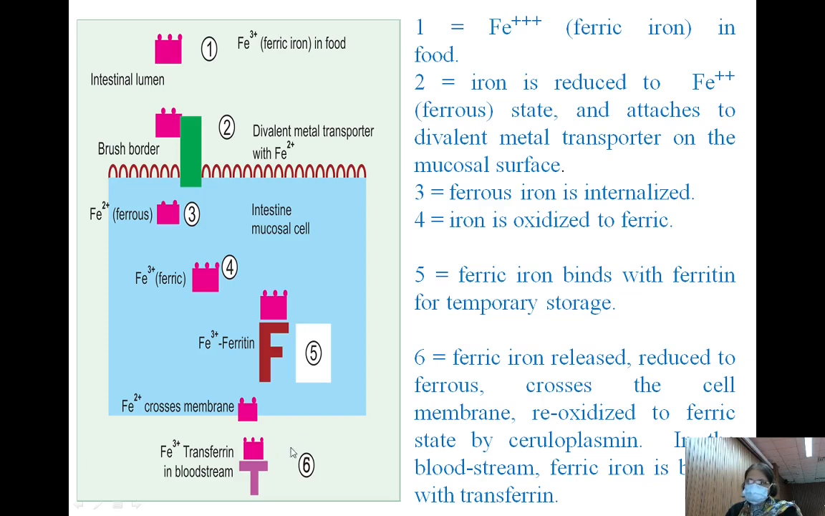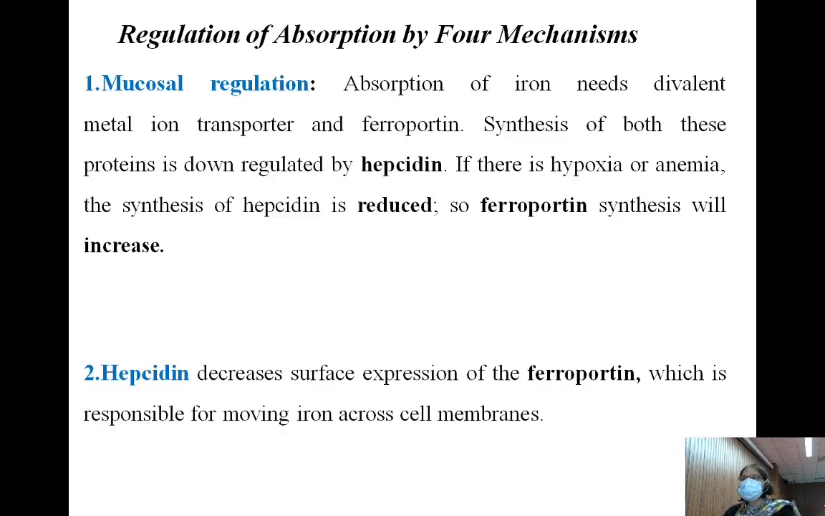also there, hephaestin. Hephaestin is there in the gut part. Its function is also like ceruloplasmin. It is also responsible for oxidation of the ferrous to the ferric state. Regulation of the absorption is by 4 mechanisms.